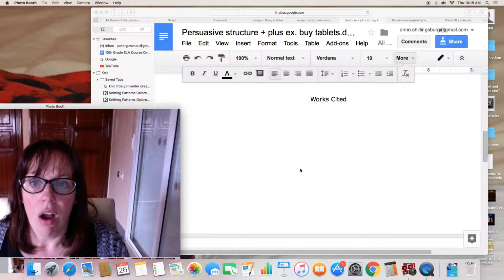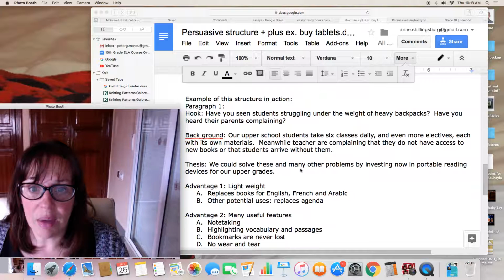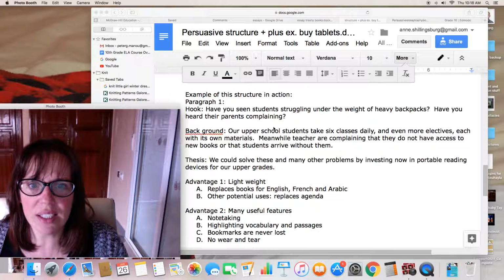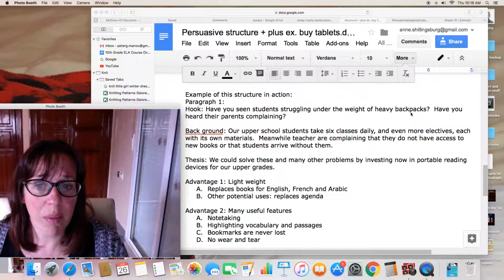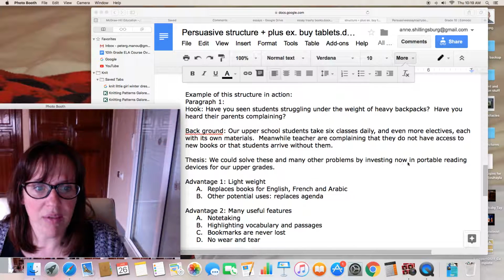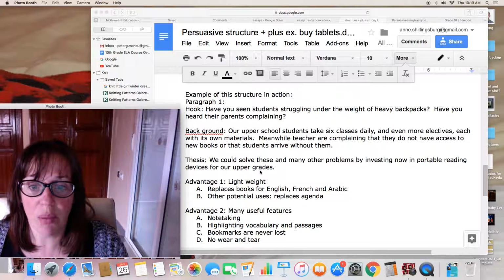Here is an example of this structure in action. In this example, we are looking at a persuasive essay that is encouraging our director to buy us some laptops or tablets to use in class. So I have a hook: Have you seen students struggling under the weight of heavy backpacks? Have you heard their parents complaining? We have a background. We have a thesis: Look, we could solve these and many other problems by investing now in portable reading devices for our upper grades. Do you see? This thesis is what we should do. We can solve these problems in this way.